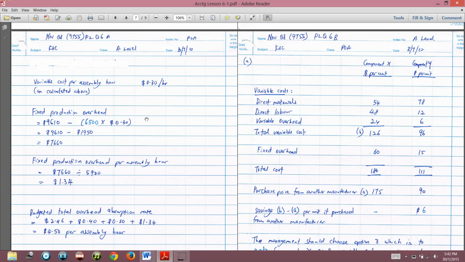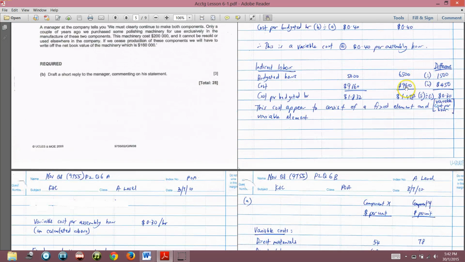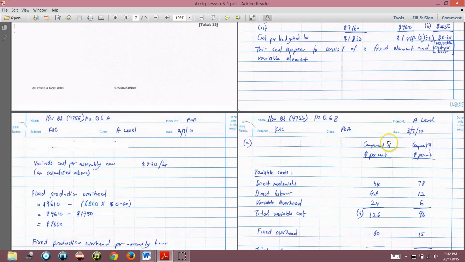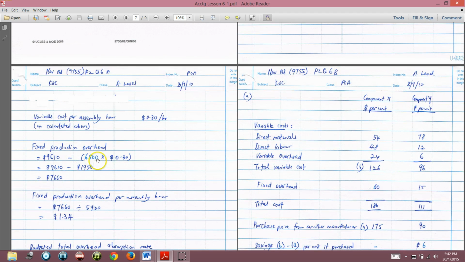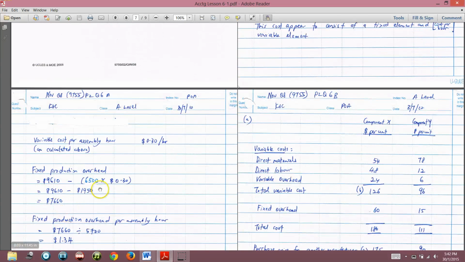So you see this one is 9610 at 6005 hours. So we know that this 9610 consists of a variable cost and fixed cost. Now we know the variable cost, that means the difference must be the fixed cost, correct? So now we calculate how much the variable cost is. Variable cost will be 30 cents per hour times 6005. So 9610 minus the variable cost will be the fixed cost. The fixed cost is 7660.